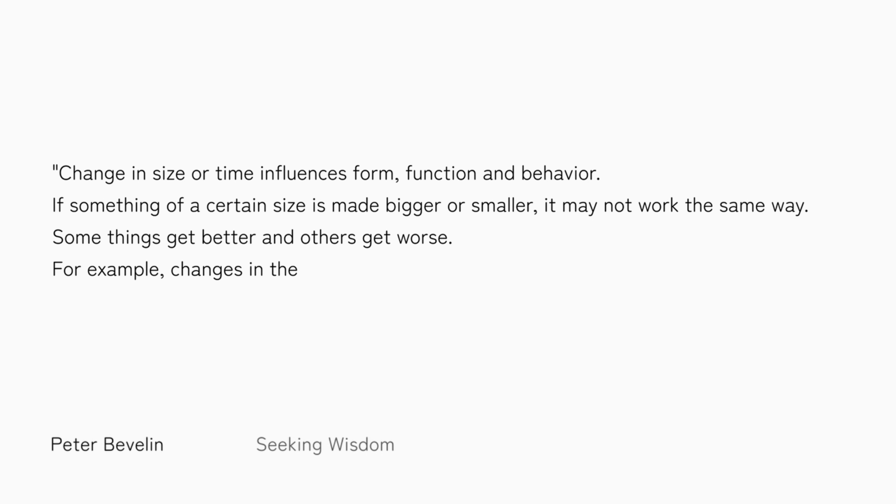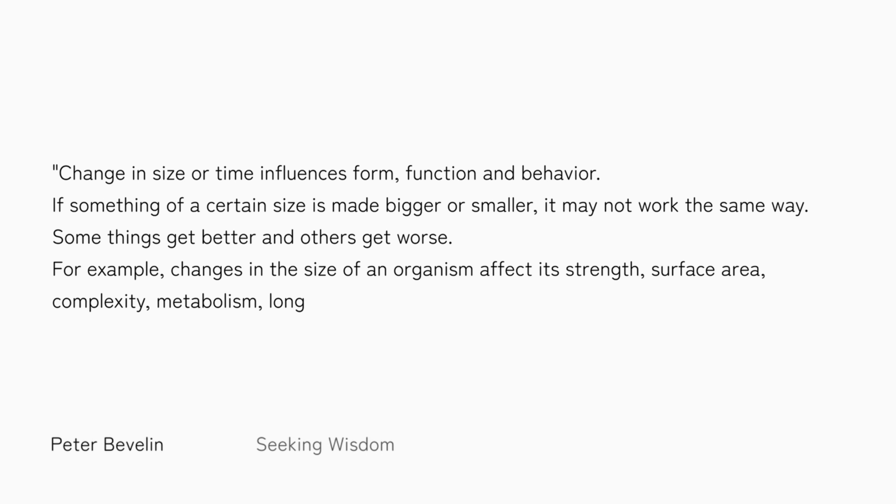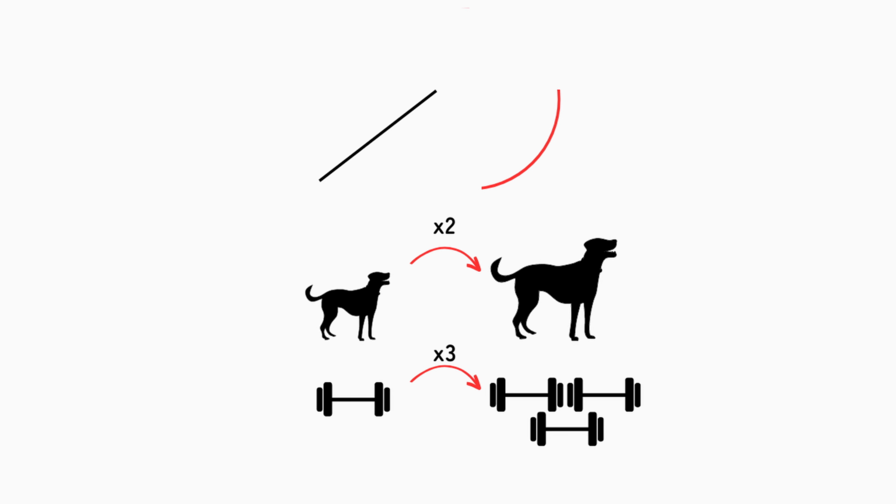For example, changes in the size of an organism affect its strength, surface area, complexity, metabolism, longevity, and speed of movement. Scale effects are in many cases not linear, but non-linear, meaning that many things don't grow in proportion to size. For example, when an animal doubles in size, it often triples its strength and not just doubles its strength, because we could probably think, hey, it's double the size, so it will also double its strength, right? But it is not working like this.